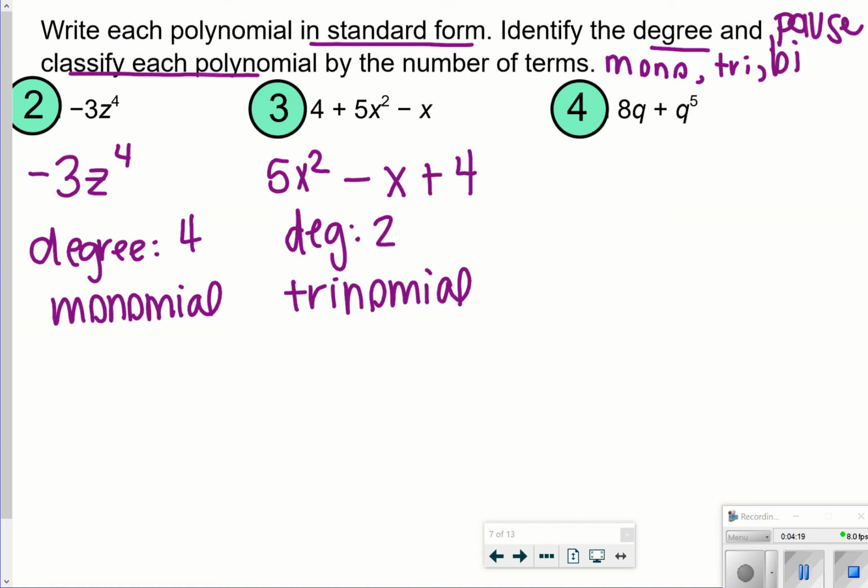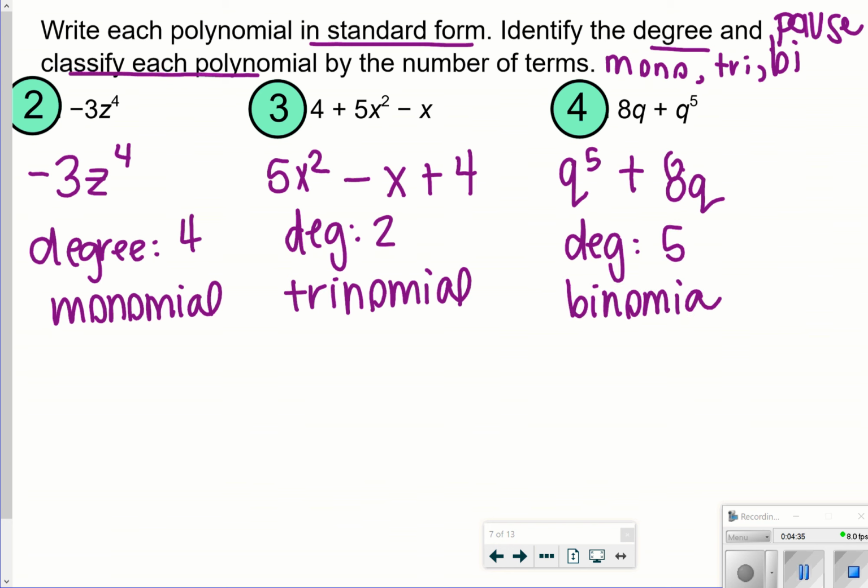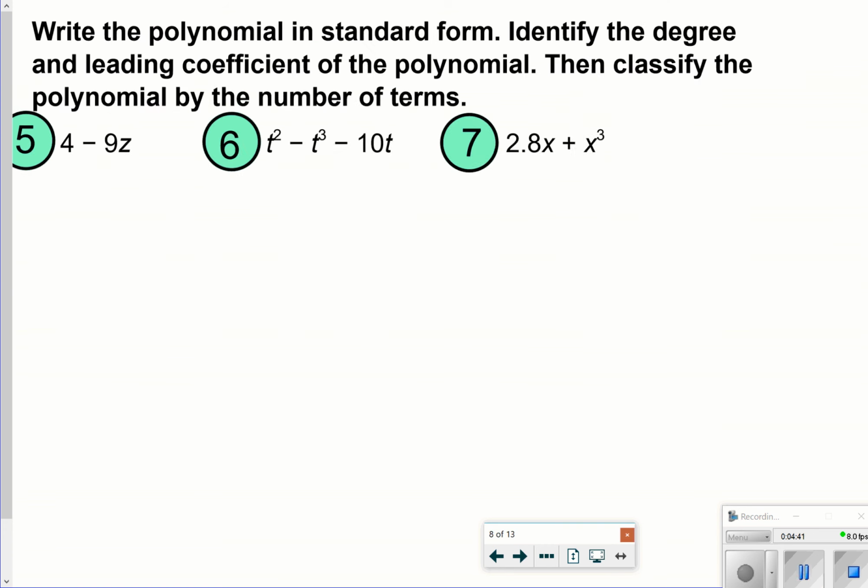And then for number 4, standard form is q to the 5th power plus 8q. Remember, we want the highest exponents first. The degree is 5, and this is called a binomial. Okay, so that's all we have to do here. Hopefully we got those right. Pretty simple and straightforward. Here are 3 more that we're going to try.